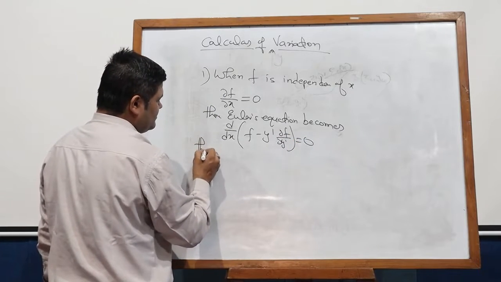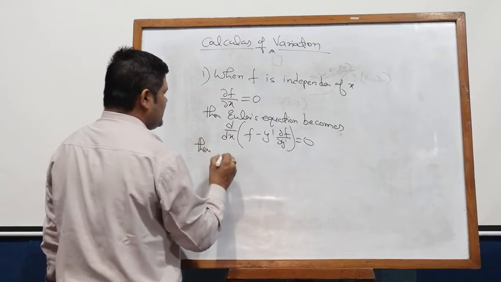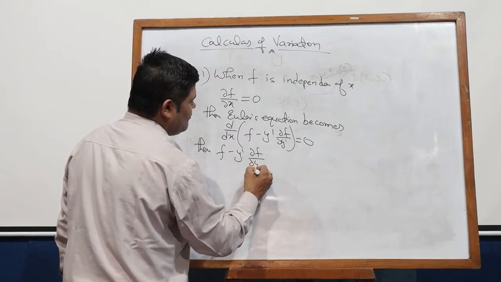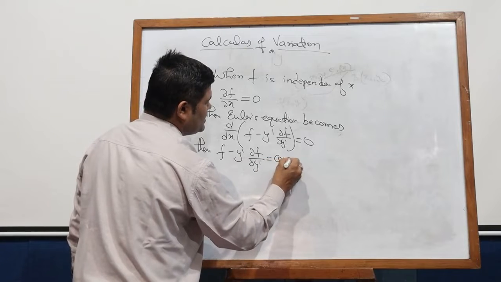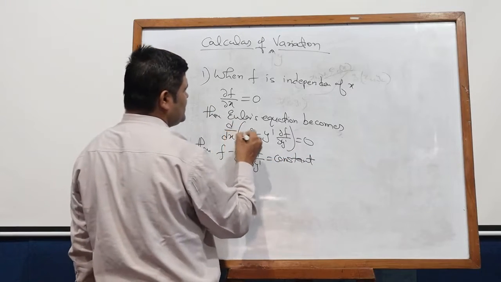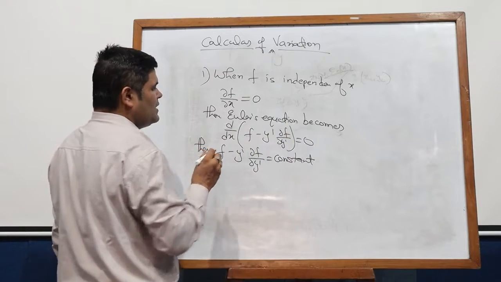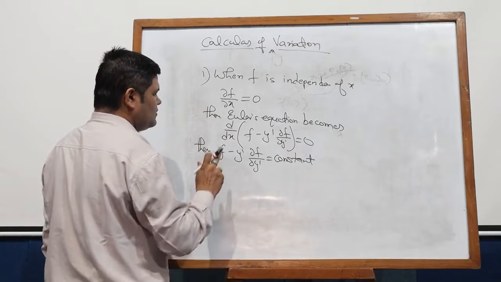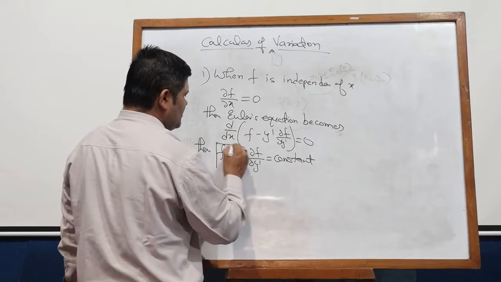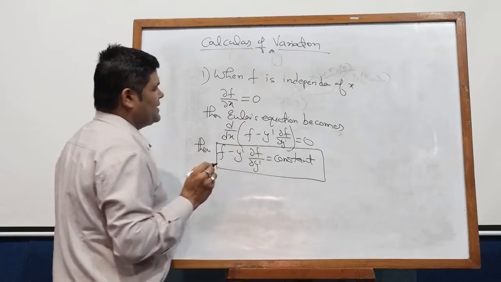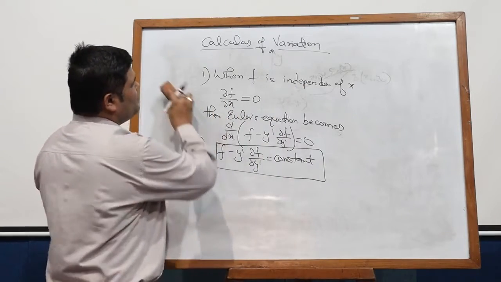Then f minus y dash del f upon del y dash equals a constant. This is the property of integration: when there is a differentiation equal to 0 and we integrate it, then this 0 becomes a constant. So this is another form, and it is used only when f is independent of x. This is one form of Euler's equation.